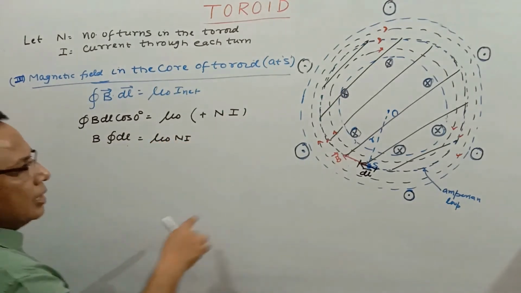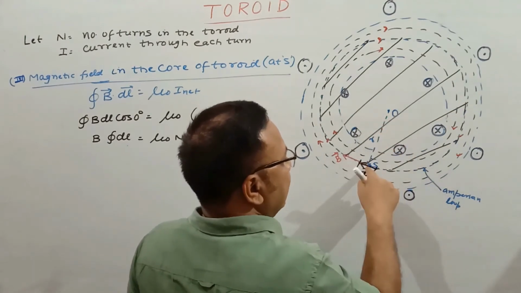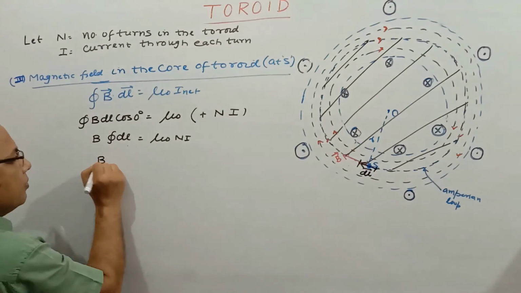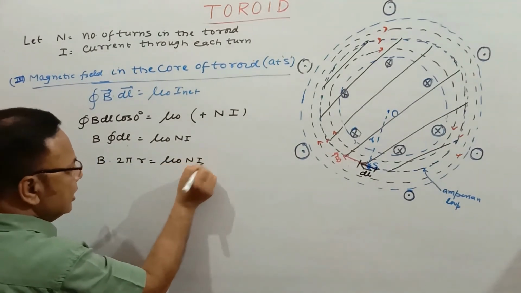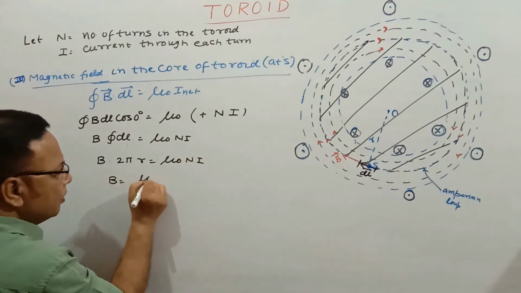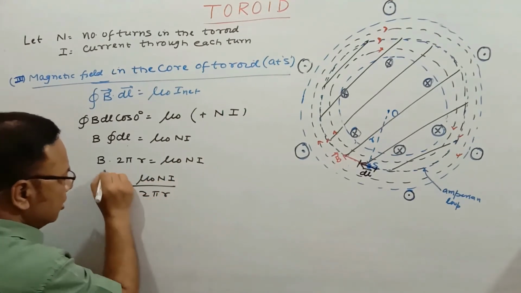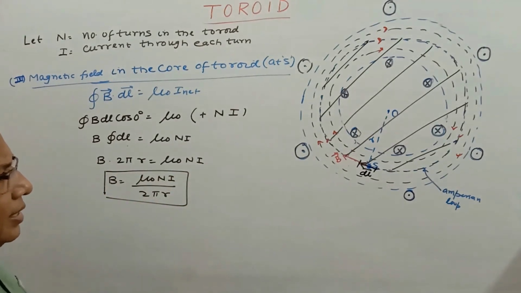Now the integral of dl is the length of this Amperian loop, of average radius r, which is 2 pi r. So B times 2 pi r is equal to mu naught times Ni. So B is equal to mu naught Ni divided by 2 pi r. This is the magnitude of the magnetic field inside the core.